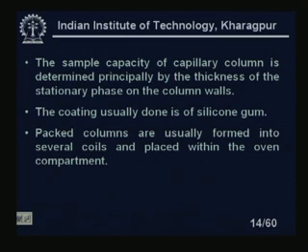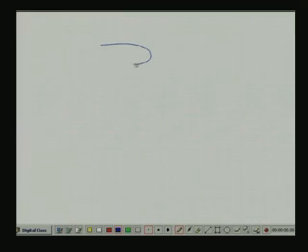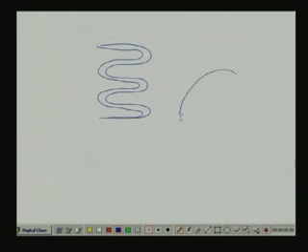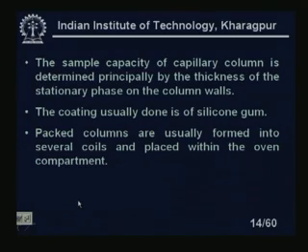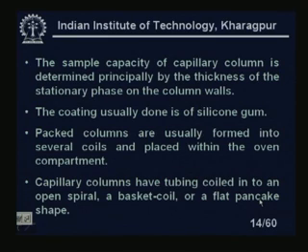Packed columns are usually formed into several coils and placed within the open compartments. We have seen that the coil looks like this. It can be coiled like this one also, but it is better if it comes in and goes out like this one. So, the packing materials are inside this column. The open compartment is nothing but a thermostat based, or more precisely controlled temperature, environment. Capillary columns have tubing coiled into an open spiral, a basket coil or a flat pancake shape.